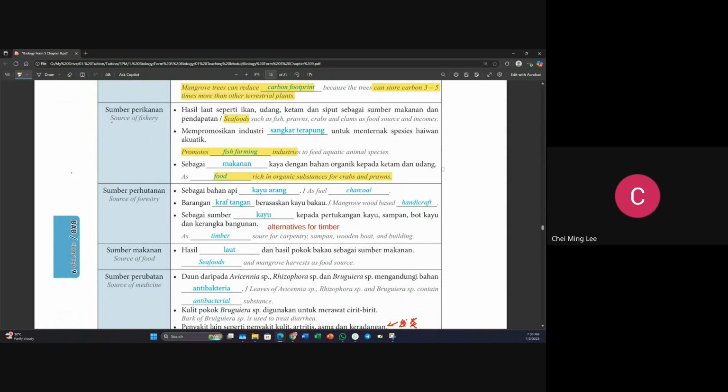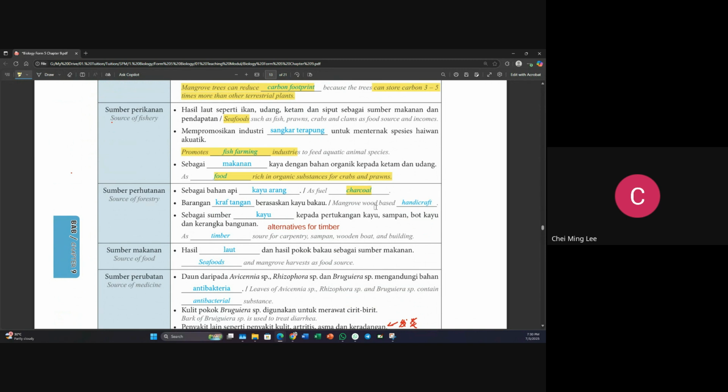Okay. And then they can be a source of forestry charcoal. Okay. Mangrove tree charcoal is very expensive. Not the one that you can buy nowadays. That one is different. And the hollow one is even different. That one is very cheap. The real mangrove charcoal is very expensive nowadays.